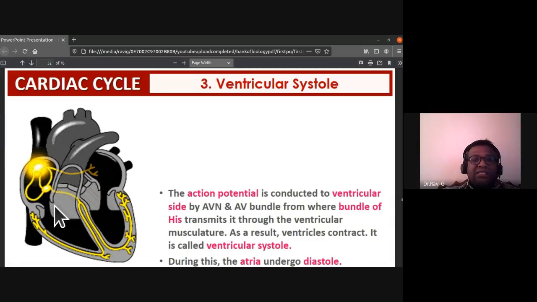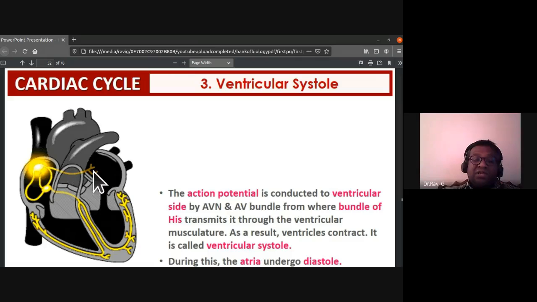In the ventricular systole, you can see this lightened up part showing the sinoatrial node's action potential, which also results in the auricular systole. Now, the action potential is conducted to the ventricular side by the AVN, the auriculoventricular node.